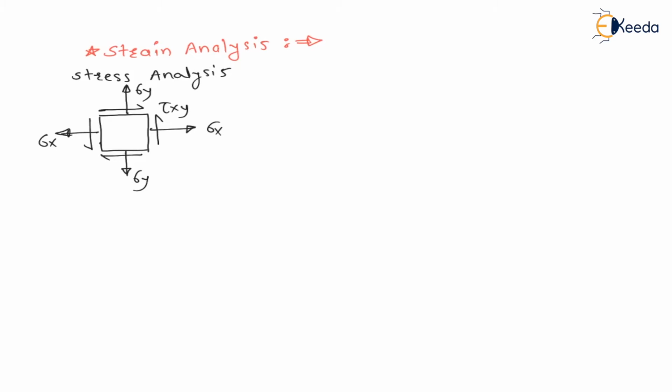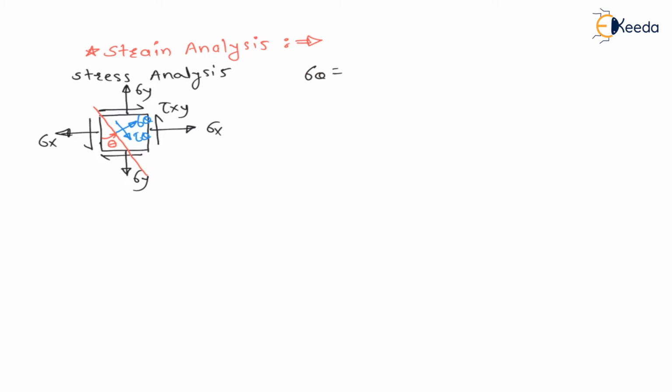Now for such a 2D stress system, if I consider any inclined plane, at angle theta with vertical in anti-clockwise direction, on this inclined plane there is one normal stress and one shear stress. The normal stress is perpendicular to the plane, called sigma theta, and the shear stress is parallel to the plane, called tau theta.